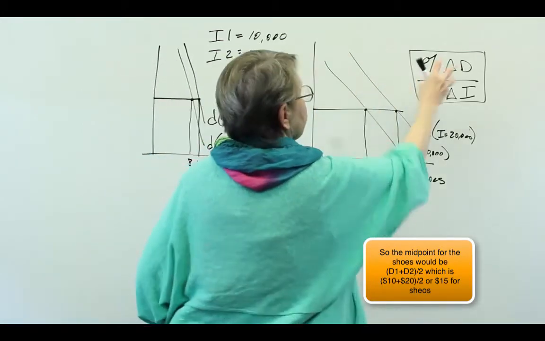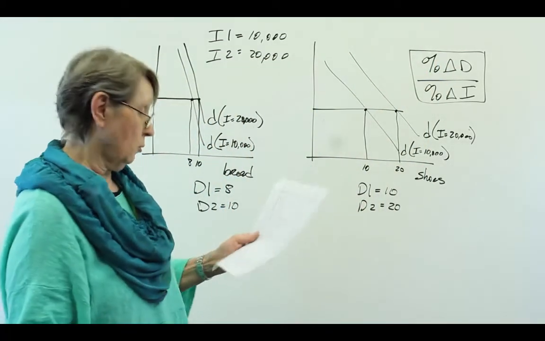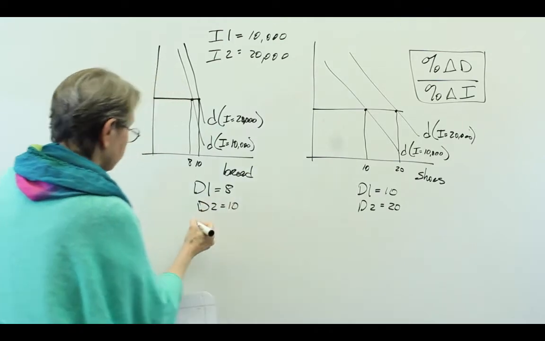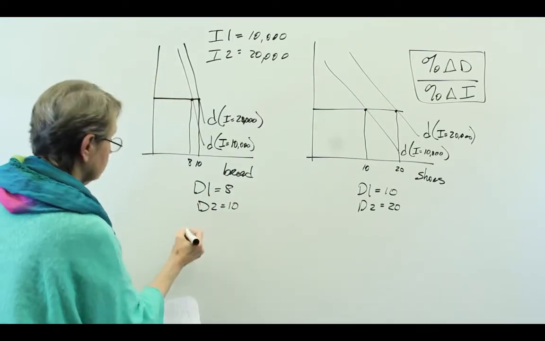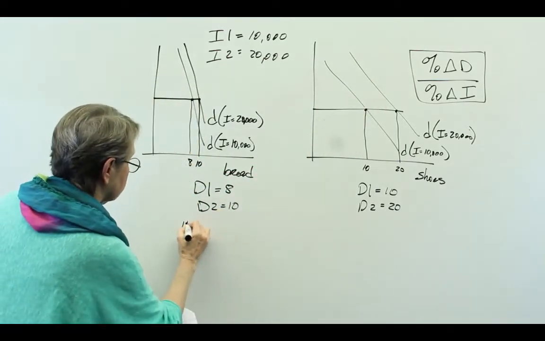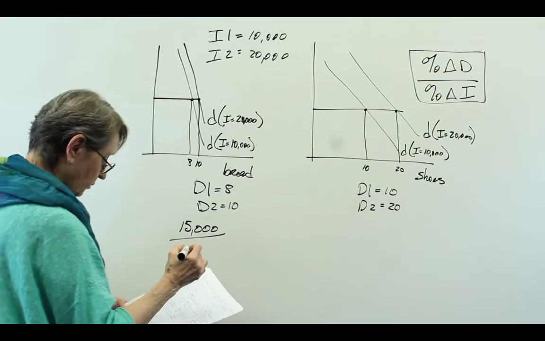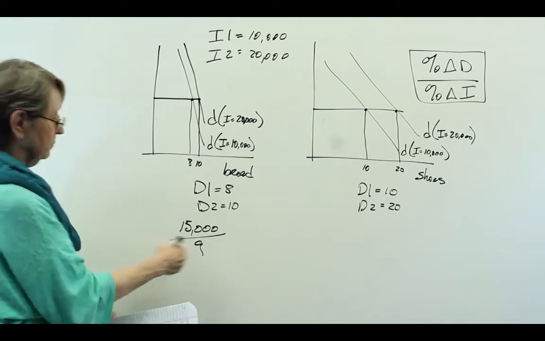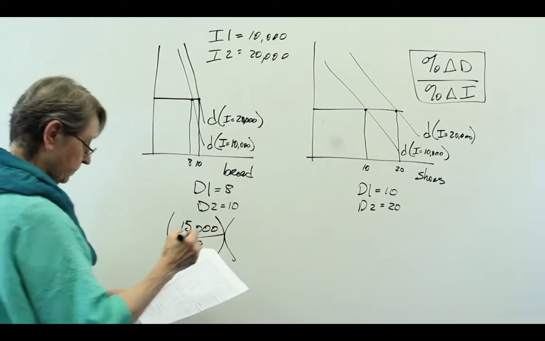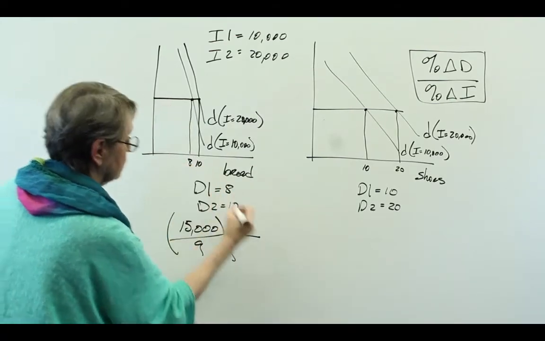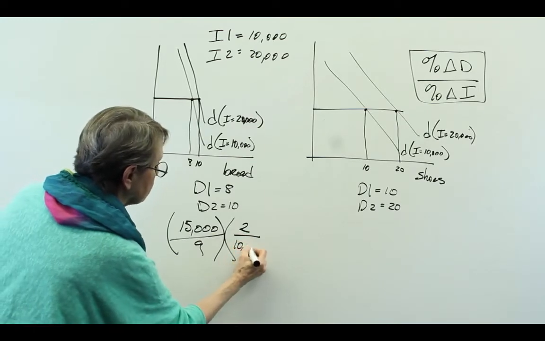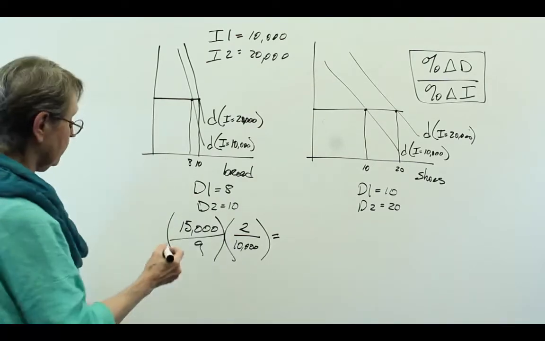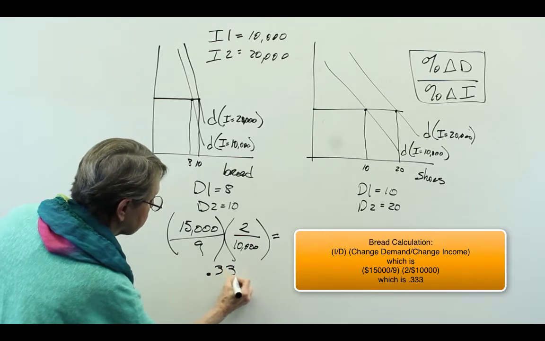So plugging that information in, just like we did in the previous video on price elasticity of demand, my bread calculation is 15,000, because that's my midpoint, right? 15,000 divided by 9, the midpoint demand, times the change in demand was 2, the change in income was 10,000. So income elasticity for bread is 0.33.